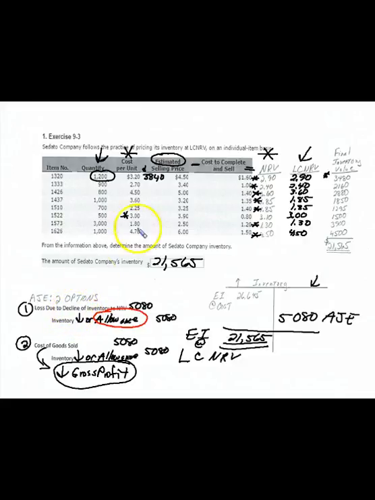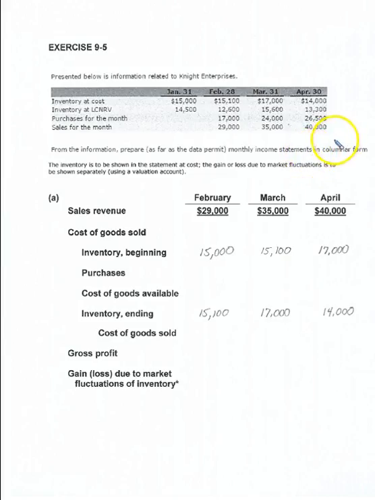Okay, so that's the big picture of reporting inventory at the lower of cost or net realizable value and how to go about it. Next, I want to look at exercise 5. Exercise 5 is more complicated and it's actually more thorough. So now we're going to get to see how this whole process would work, accounting period after accounting period, what the income statement would look like, and what the accounts would look like. So exercise 5 has this information. You've got it in your notes that you should have printed out and have right in front of you.